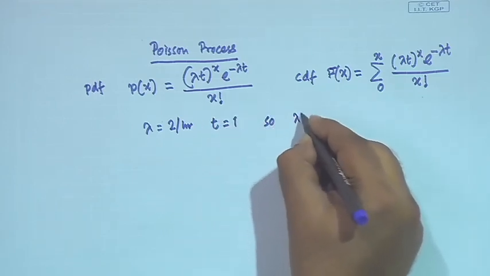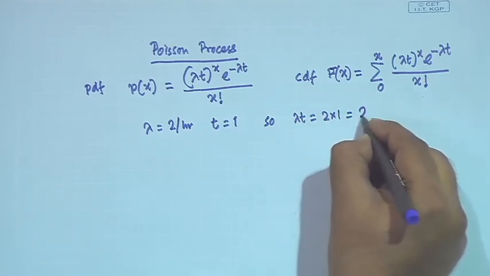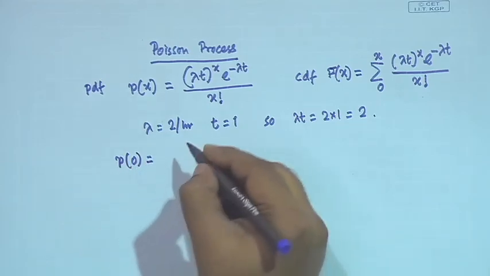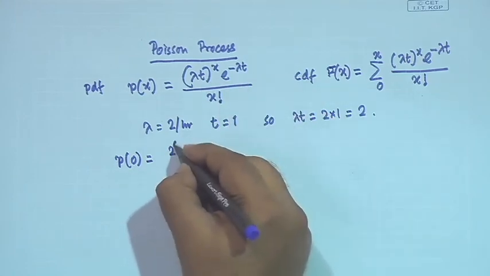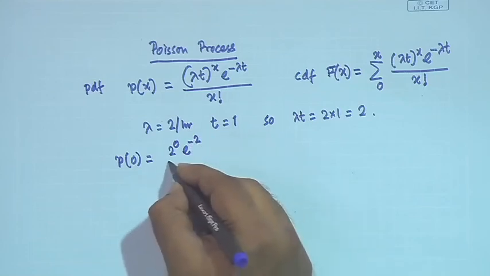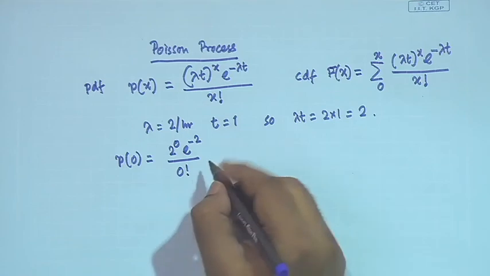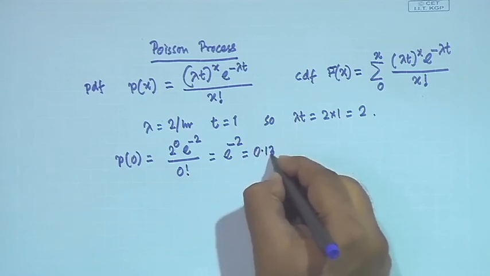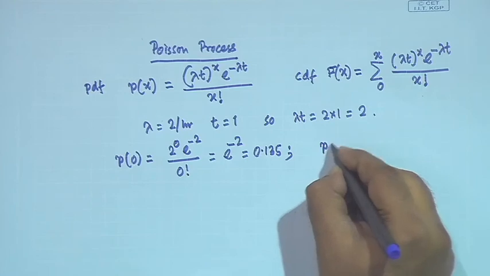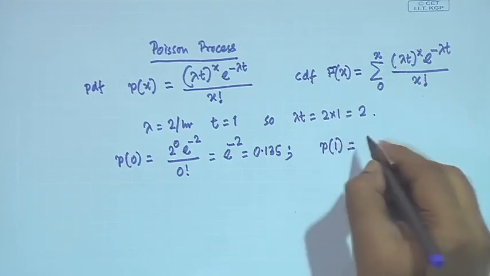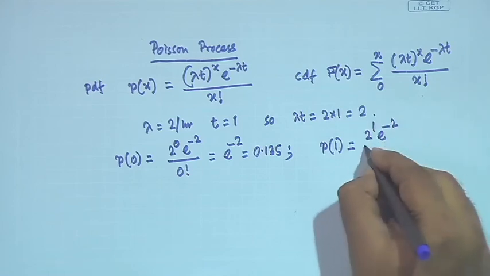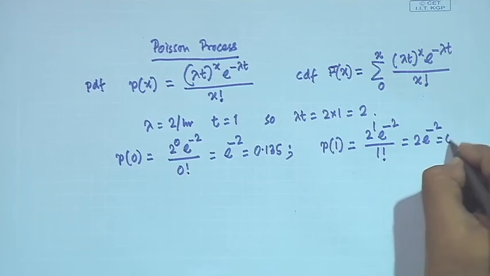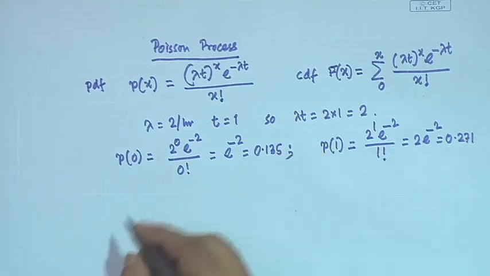Now, here we know lambda equal to 2 per hour and t equal to 1. So, lambda t equal to 2 into 1 equal to 2. So, already we know lambda t. So, what is P(0)? P(0) will be 2 to the power 0, e to the power minus 2, by factorial 0. So, it comes to e to the power minus 2. This value is already known, 0.135. What is P(1)? P(1) is 2 to the power 1, e to the power minus 2, by factorial 1, equal to 2 e to the power minus 2. This value comes to 0.271, actually, because of rounding errors.